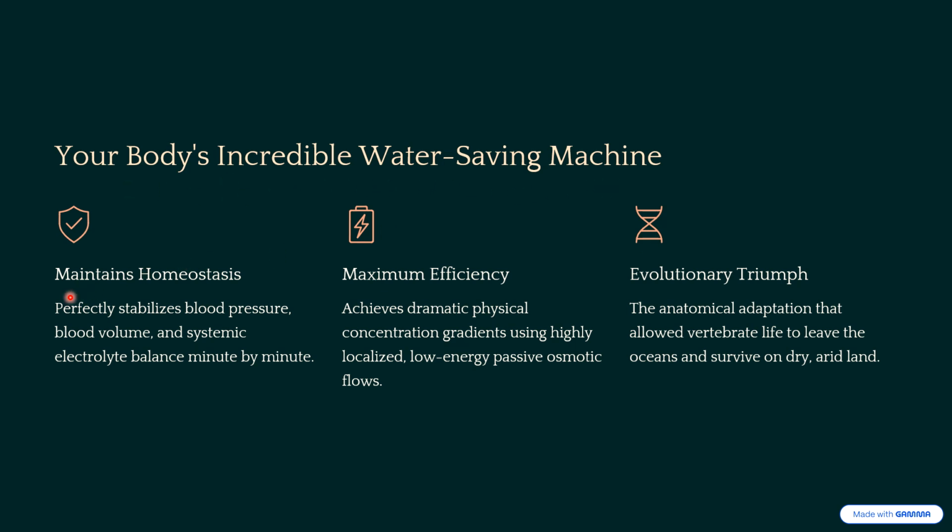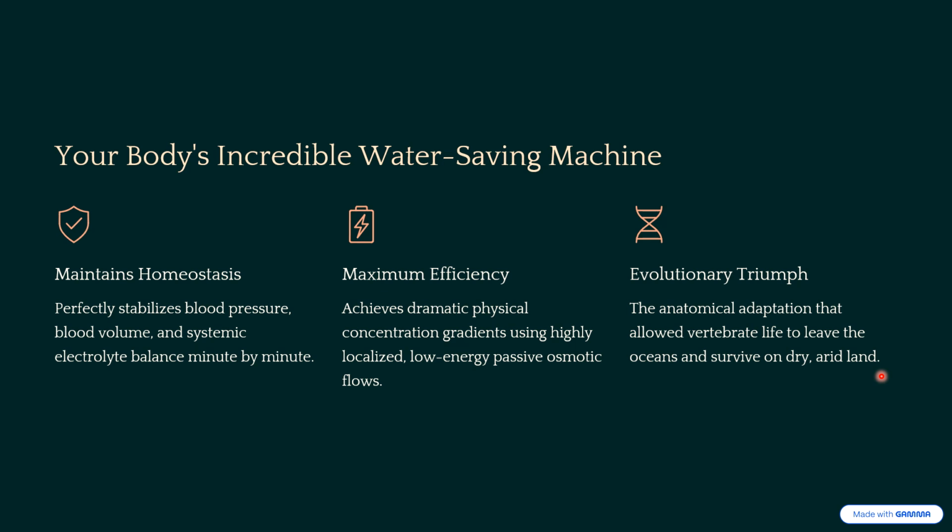And what is that? It maintains homeostasis, maximum efficacy and the evolutionary trump. Perfectly stabilizes its blood pressure, blood volume and systemic electrolyte balance minute by minute, because all these are dependent on salt and water. Then it achieves the dramatic concentration gradient using highly localized low energy passive osmotic flow from the descending limb, then ascending limb, then collecting tube. This anatomical adaptation allowed vertebrate life to leave the ocean and survive on dry, arid land.